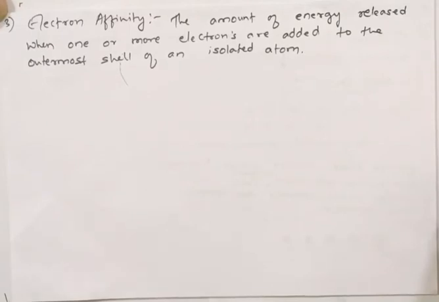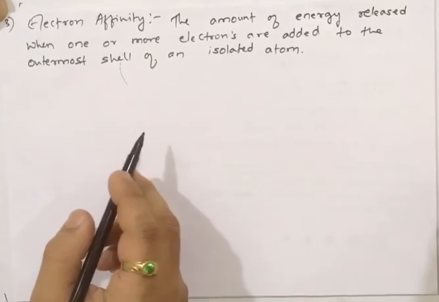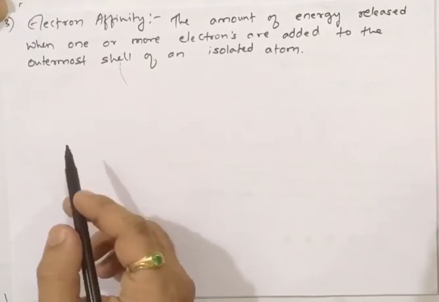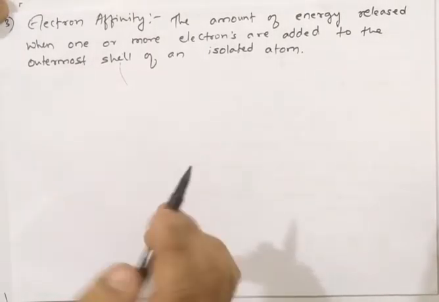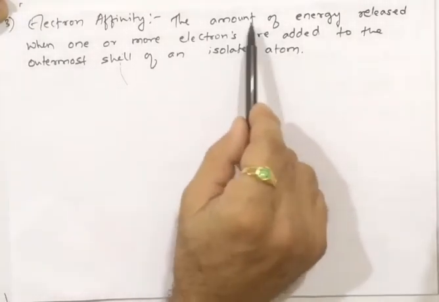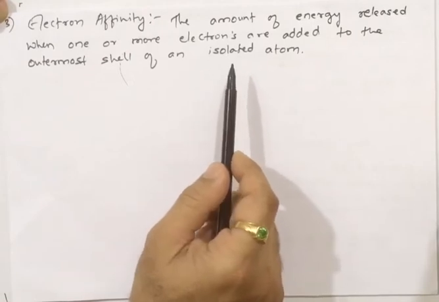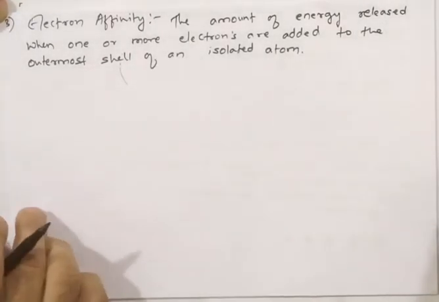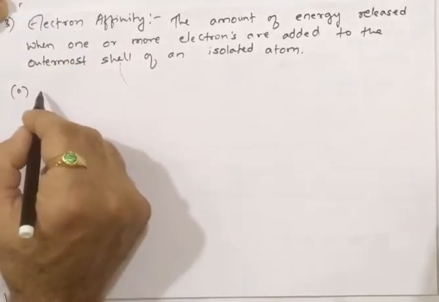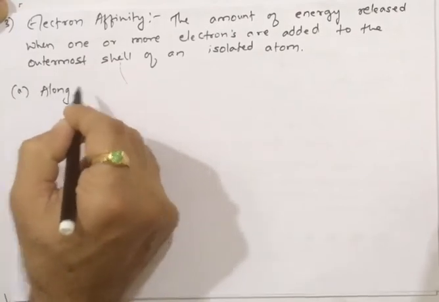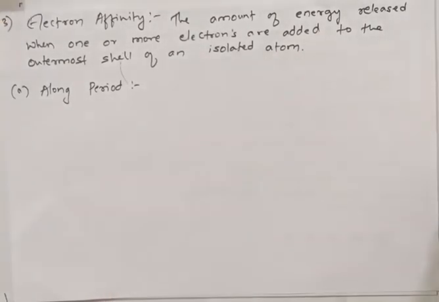So if non-metals are accepting electrons, then the energy released by the non-metals is more than the energy released by metals, because metals will not accept electrons, correct or no? So this electron affinity is depending on the amount of energy released when we add electron to an outermost shell of an atom. Okay, so the first one in electron affinity is along period, correct? So what happens to the electron affinity along period?